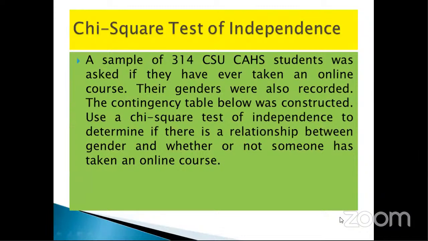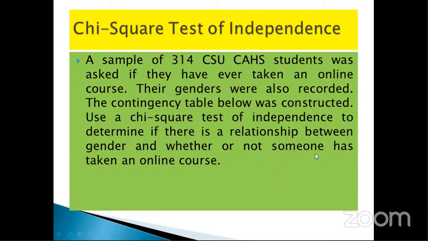All right. Now, let us have an example that will illustrate our chi-square. For example, 314 CSU CAS students were asked if they have ever taken an online course. We want to see if there is a relationship between the gender of students and the choice of online course. Their genders were also recorded, and we come up with a contingency table below.